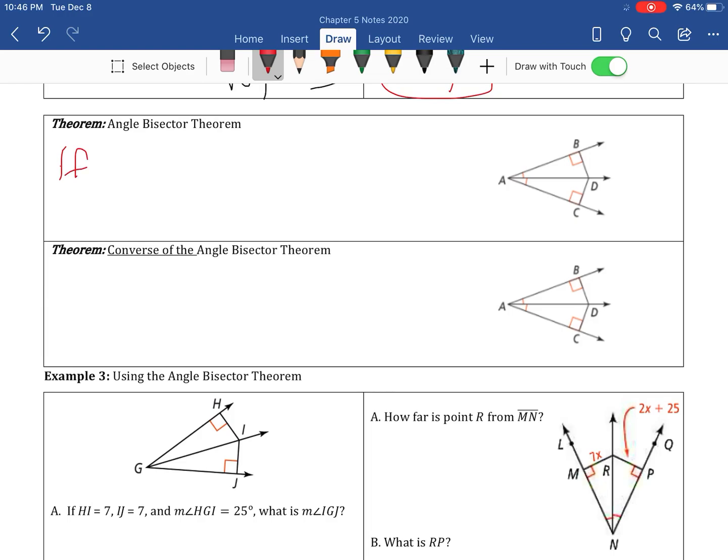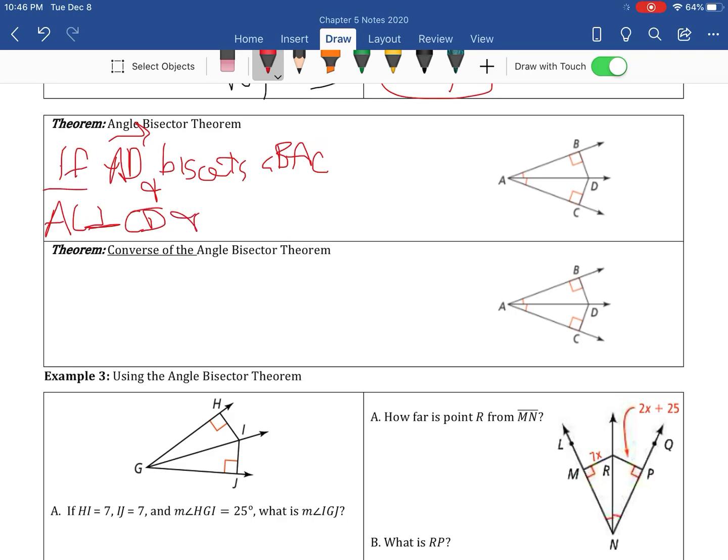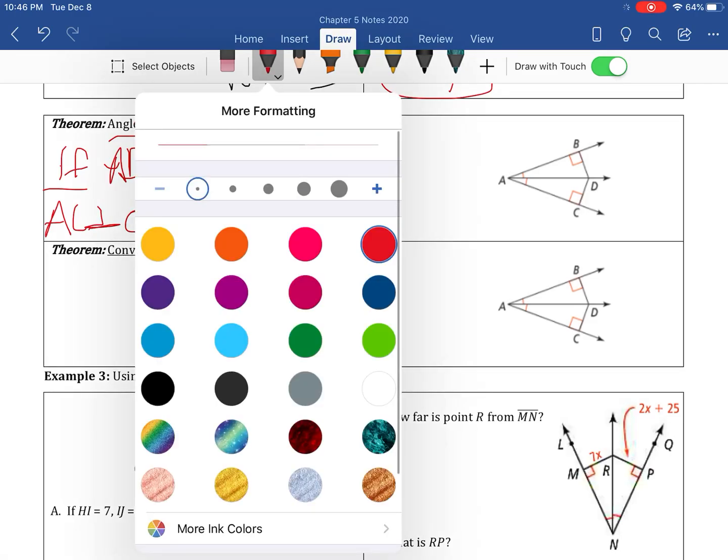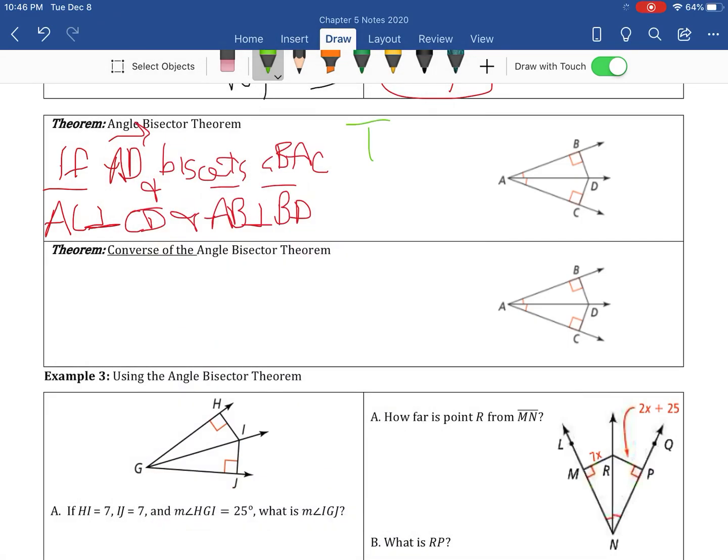So if AD, that's ray AD, bisects, and we wanted to bisect angle BAC here, and AC is perpendicular to CD, and AB is perpendicular to BD, then BD is congruent to CD.